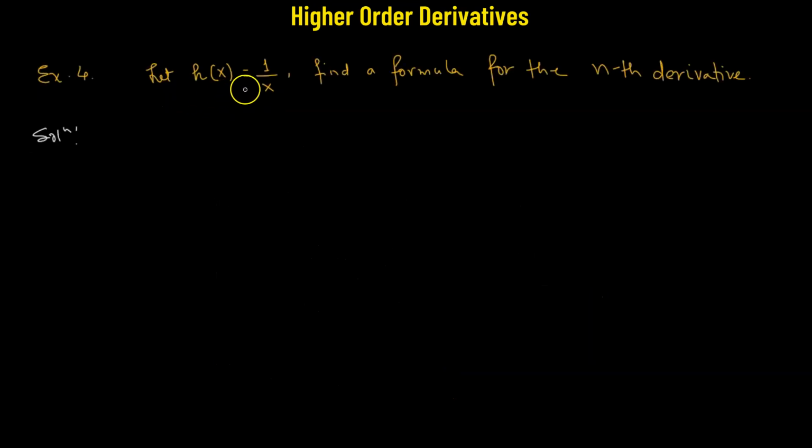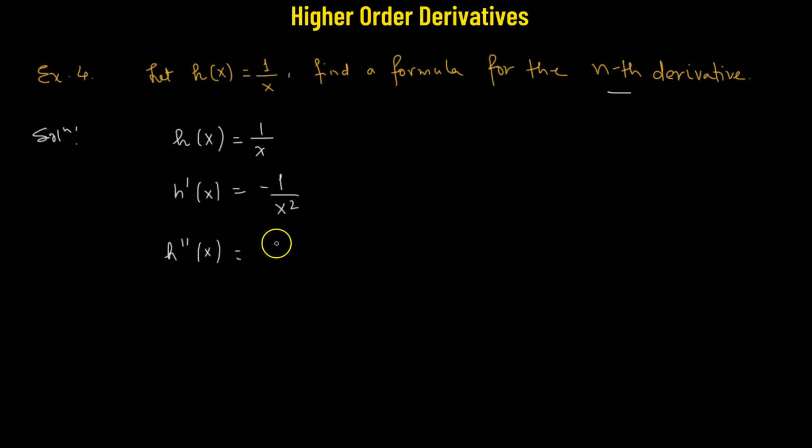So we have the function h of x equals 1 over x. So we need to find a formula for the nth derivative. So we have h of x is equal to 1 over x. The first derivative will give us, so here we have to use the power rule, so this will give us negative 1 over x squared. Then the second derivative will give us 2 over x cubed. The third derivative will give us negative 6 over x raised to the power of 4.